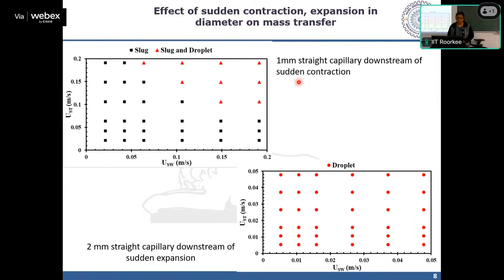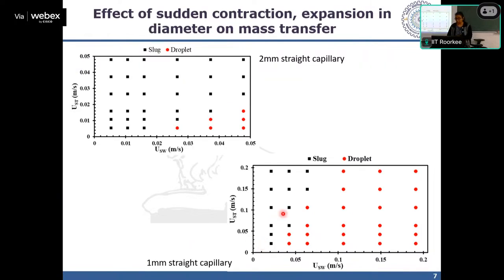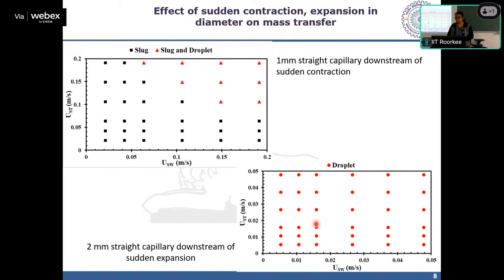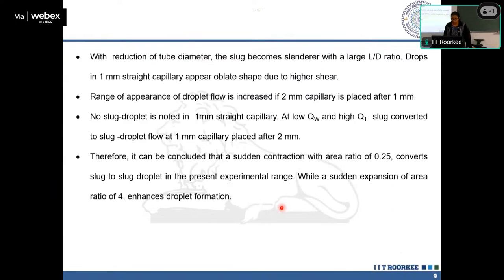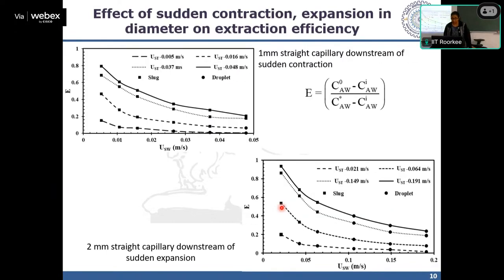No droplets, precisely. What we have observed is a slug droplet, that is slug followed by a droplet. Most probably the droplet is formed from the slug tail itself, detached from the slug tail itself. And most interestingly, for this 2 mm, when this is not disturbed, very less droplet flow, but when it is placed after 1 mm of pipe diameter, the entire thing is filled with droplet only. So this happens in the hydrodynamics when we have changes in area. So this is just a kind of observation we have discussed.